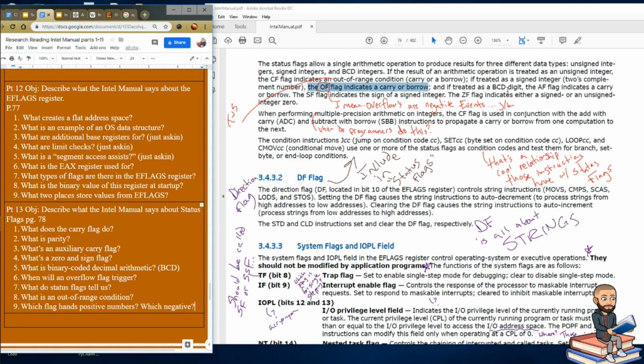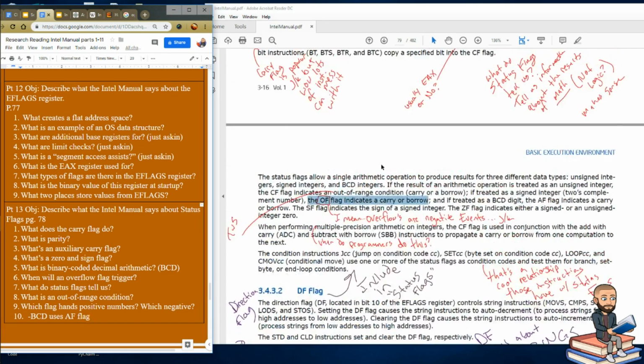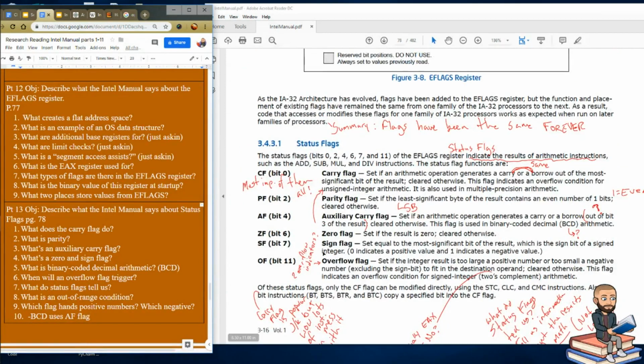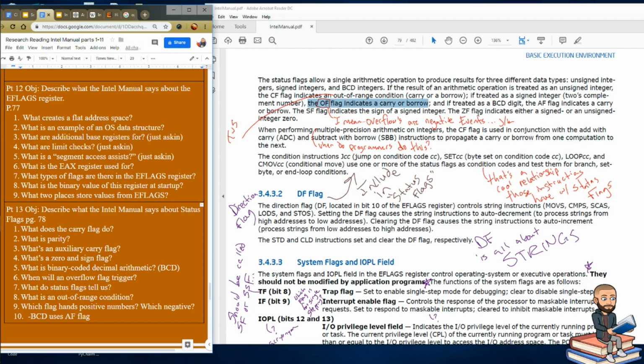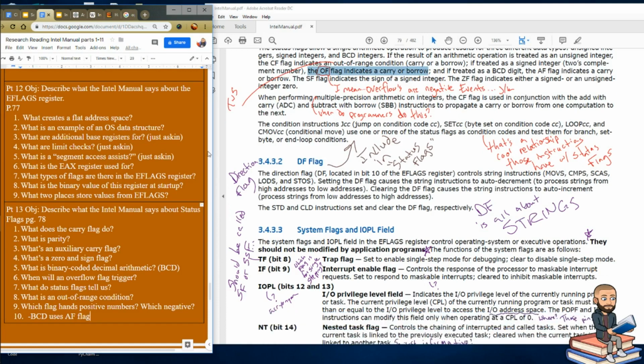Apparently, if treated as a BCD digit, the auxiliary flag indicates a carry or borrow, so I almost just want to do that as a note. BCD uses the AF flag. And then the SF flag, what does SF stand for? Oh, sign flag. Alright, that's real straightforward. Now the ZF, the zero flag, indicates either a signed or unsigned 0. That's really weird. Can you have a negative 0? I mean, that's the reason we don't use 1's complement, actually.